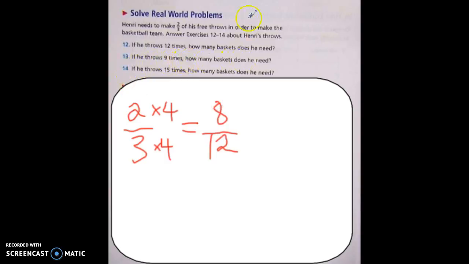If he throws 9 times, how many baskets does he need? So again, if the requirement is 2/3 to get onto that basketball team, and he's only going to get to throw 9 times, how many does he need? 3 times 3 is 9. And again, 2 times 3 is 6.